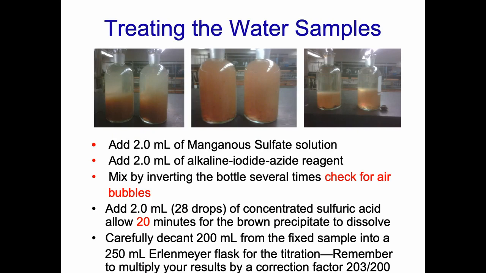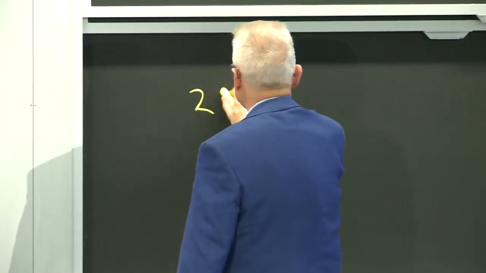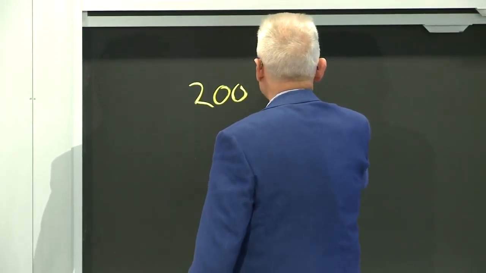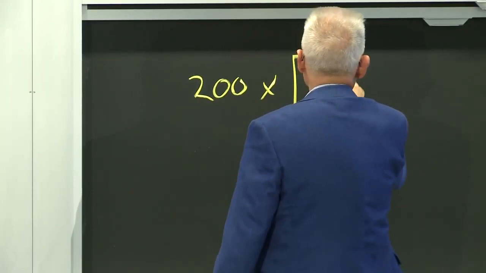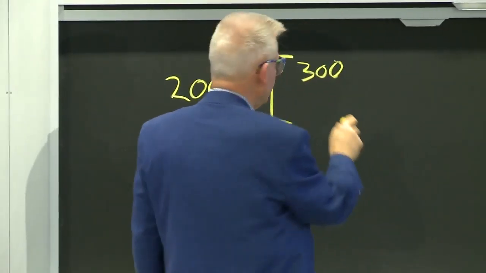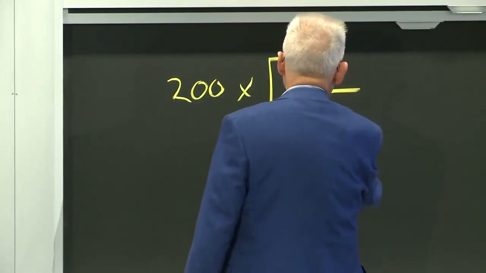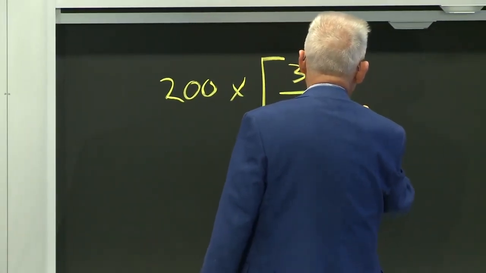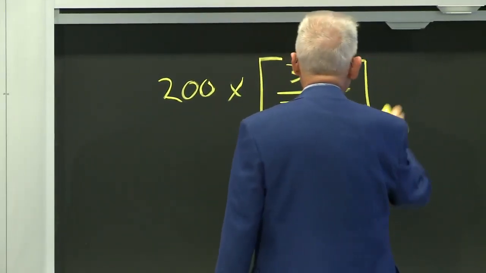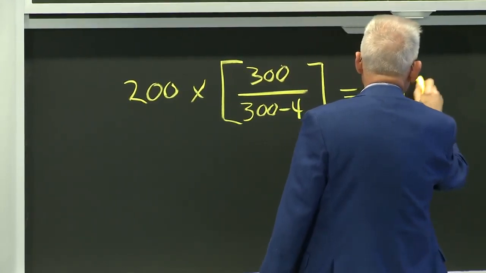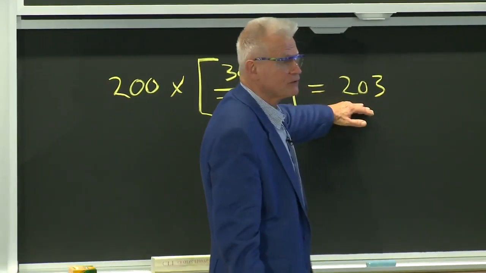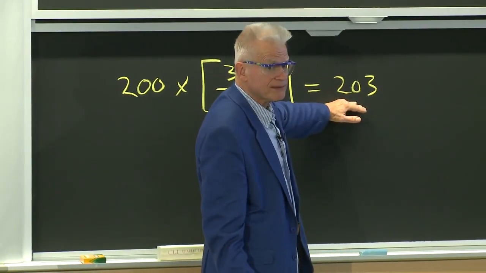But we've got to make up for the 4 mils that we added there in the beginning. We've displaced something there. So you want to titrate 200 mils times, you've got a 300 mil BOD bottle, and you've taken and added 4 mils of stuff to it. So if you do the math to make up for that, you really have to titrate 203 mils.